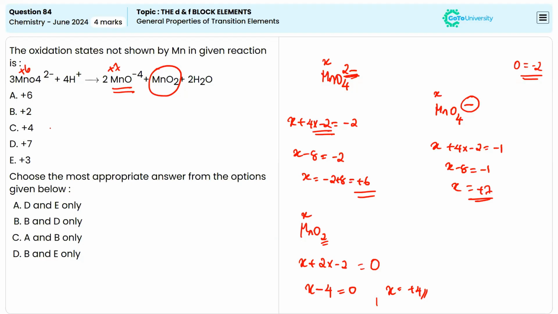So we have to find out the oxidation state not shown by manganese. Plus 6 is shown by manganese, plus 4 is shown by manganese, plus 7 is also shown by manganese. So the ones not shown by manganese are B and E, that is plus 2 and plus 3. So option D will be the correct answer. Okay, write it down.